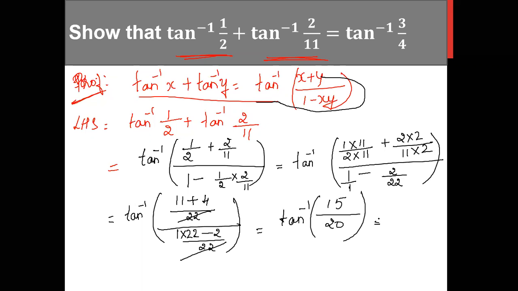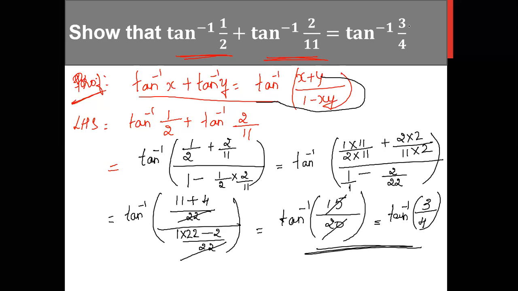So we got this. Now we can cancel by 5: 5 ones are 5, 5 threes are 15 and 5 fours are 20. So we got the answer as tan inverse 3 by 4, which is the required RHS.